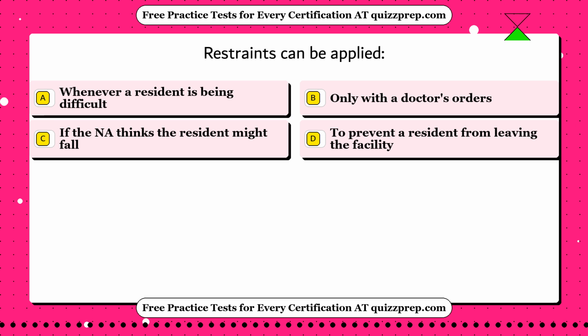Question 44. Restraints can be applied: Option A, whenever a resident is being difficult. Option B, only with a doctor's orders. Option C, if the NA thinks the resident might fall. Option D, to prevent a resident from leaving the facility.